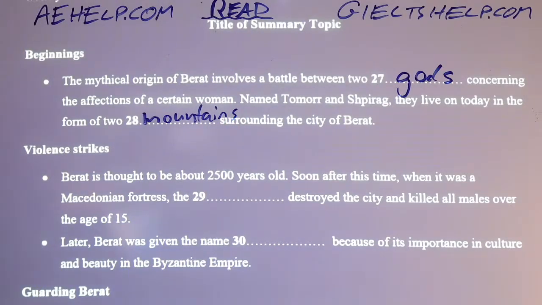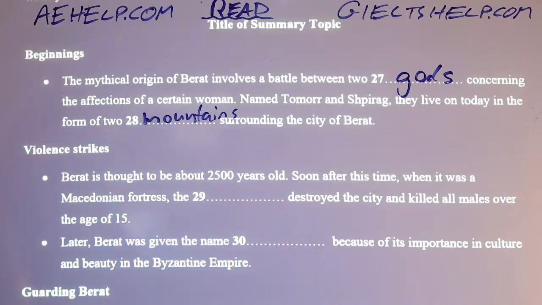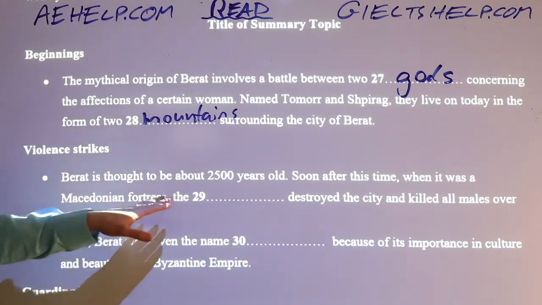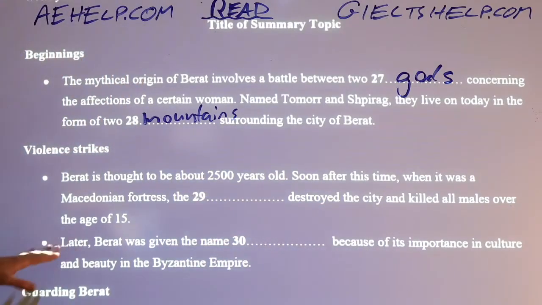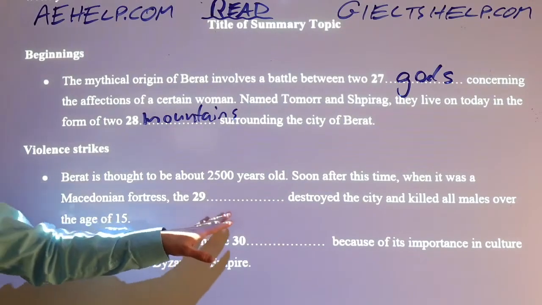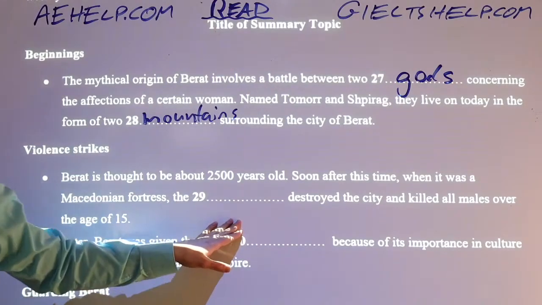All right. Violence strikes. Bharat is thought to be about 2,500 years old. Soon after this time, when it was a Macedonian fortress, the something destroyed the city and killed all males over the age of 15. I think this one you should be able to get as well. Okay. It says the Roman Empire. Yeah, I think that's fine.